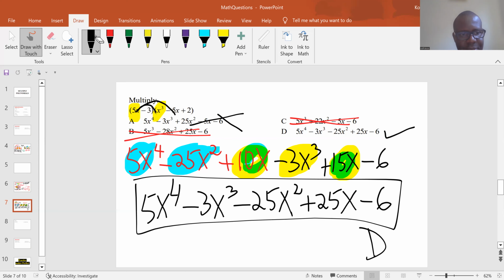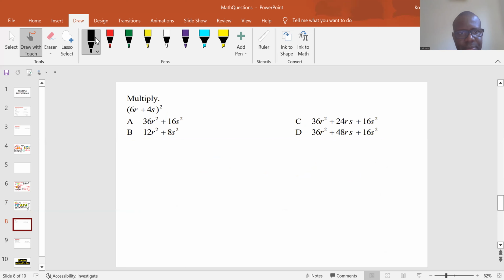Okay, let's see the next question. 6r plus 4s, parentheses, everything raised to the 2nd power.